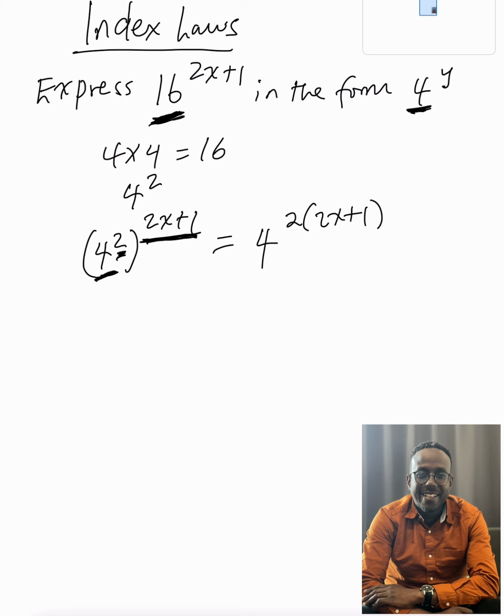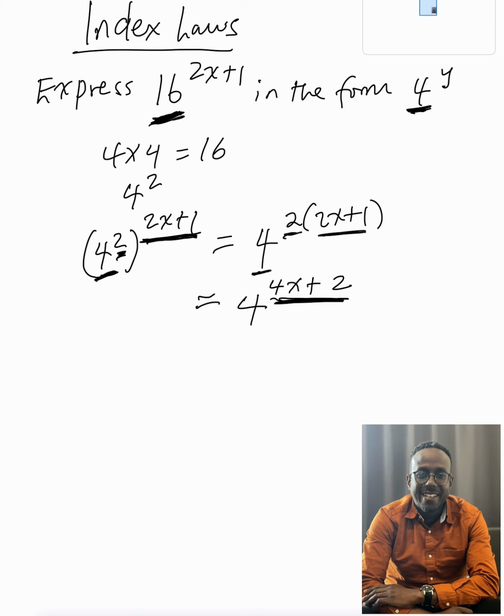So I've written the 4 on its own, and the 2, I've removed the bracket, but multiplied the 2 by 2x plus 1. So I'll continue here to open this bracket out. This will be 4. I will multiply 2 times 2x to open the bracket. 2 times 2x is 4x, and then 2 times 1 is 2. So I have 4 to the power of 4x plus 2.